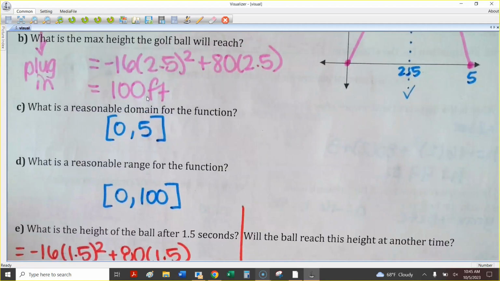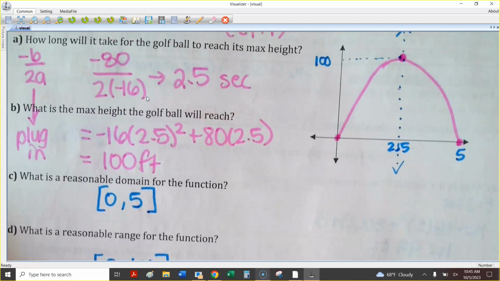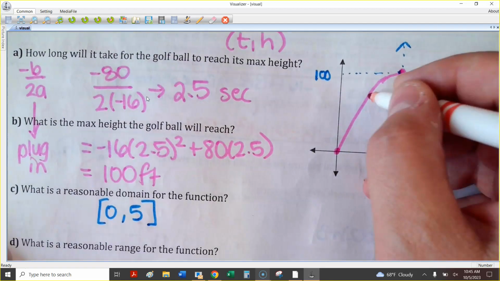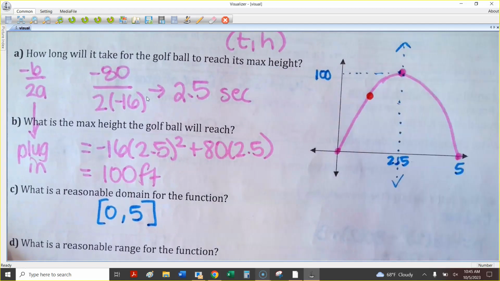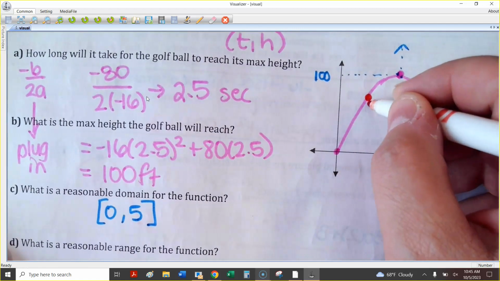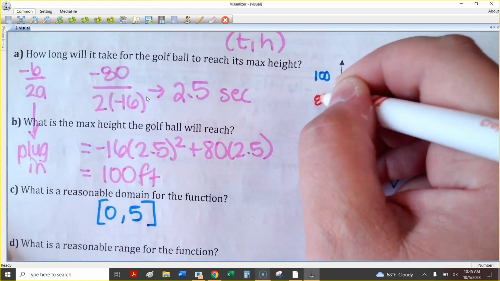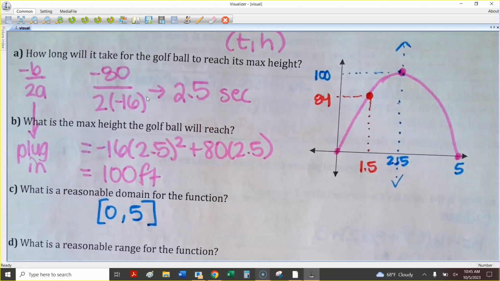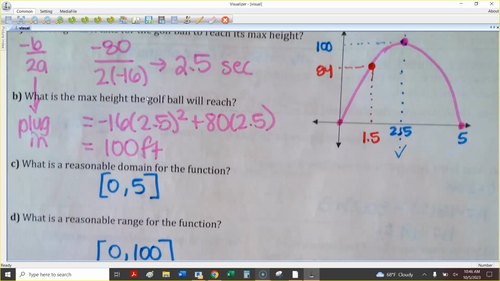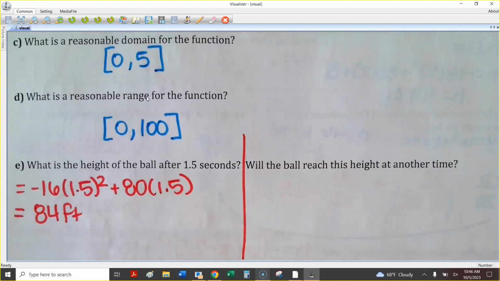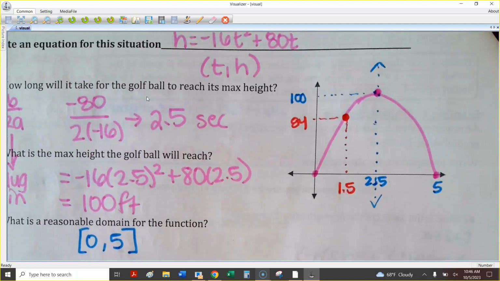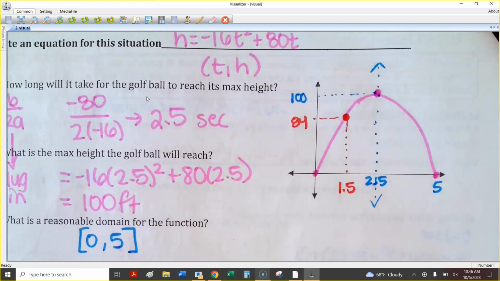I'm just going to go back up to the parabola really quickly. All right, now I'm just going to sketch this on here. So, again, this is not to scale in any way, shape, or form. But after 1.5 seconds, the height of the golf ball would be 84 feet. The question that's right next to that one we just looked at says, will the ball reach this height at another time? So if you're looking at the parabola, the path of the ball, we're going up, and then gravity's going to bring me back down. So will I touch 84 feet at another place on the graph?